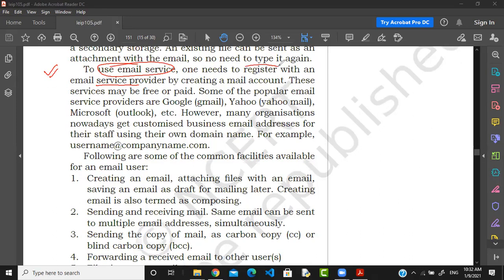You have to register yourself with the email service provider. So who is the email service provider? Give the example of email service providers. Gmail, Yahoo, so many are there.